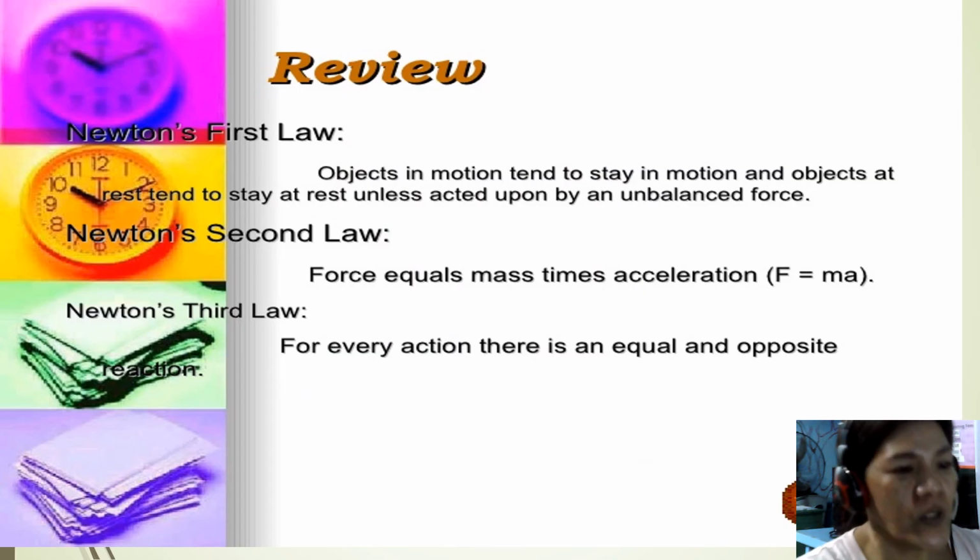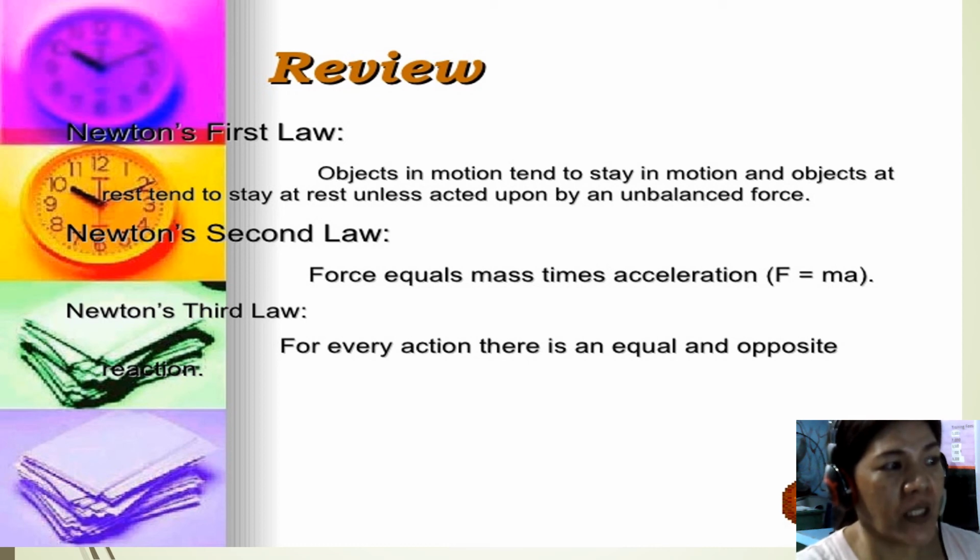Class, I hope everything is clear for the three laws of motion. And I'm sure you can differentiate and explain the difference between these three laws of motion. Or you can simply describe the law of inertia, the law of acceleration, and the law of interaction. And of course, how would you apply this in real life situations? The motion of an object depends on the force.